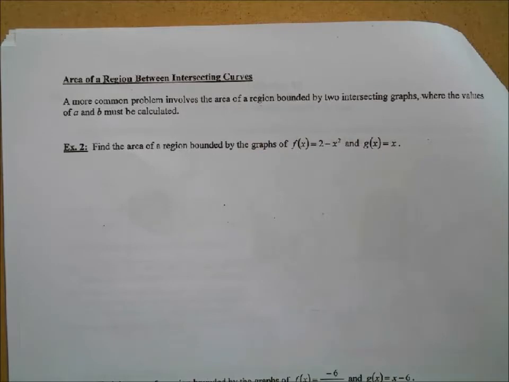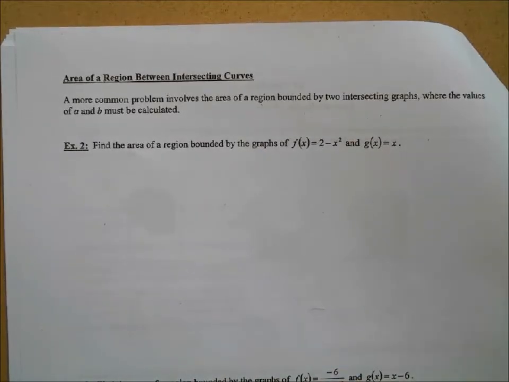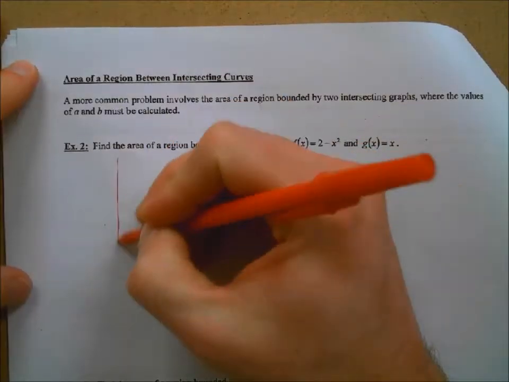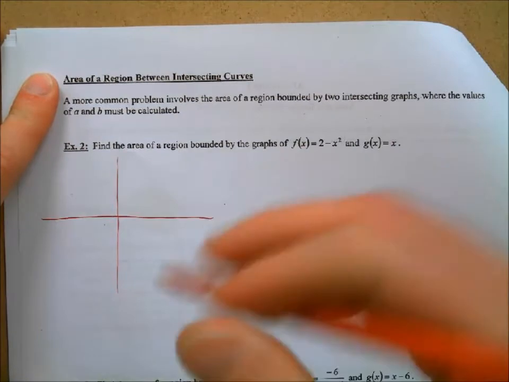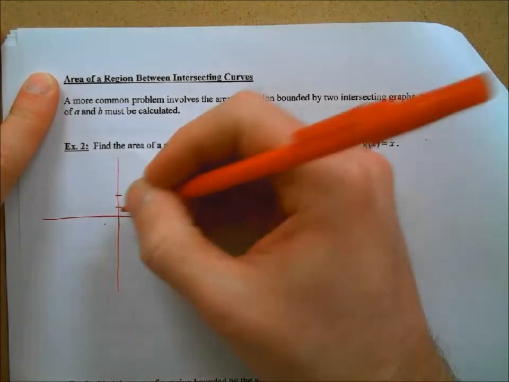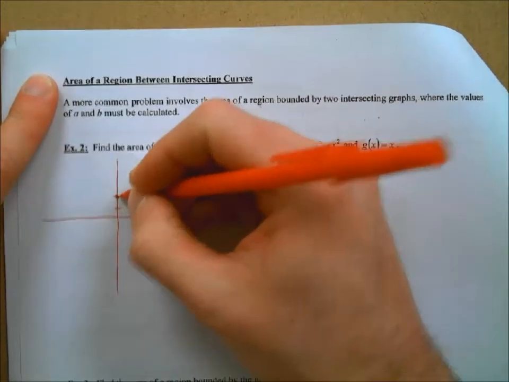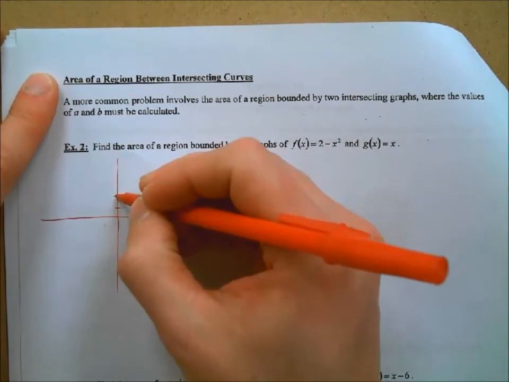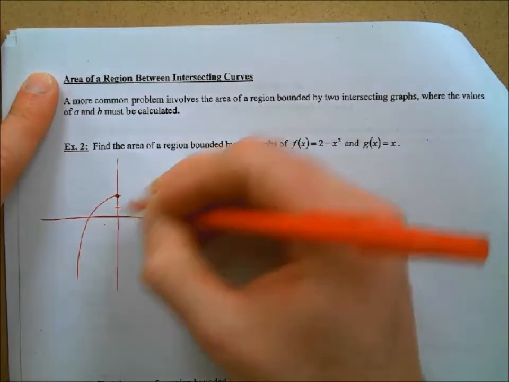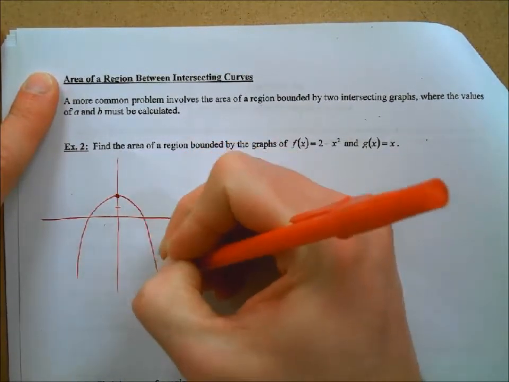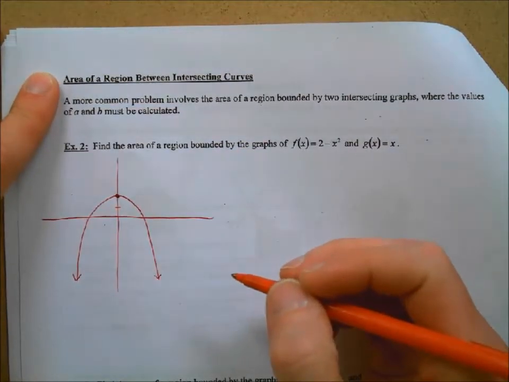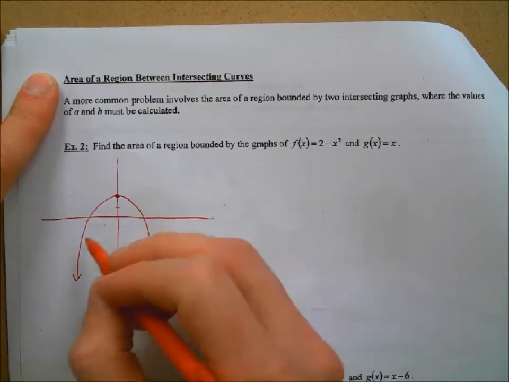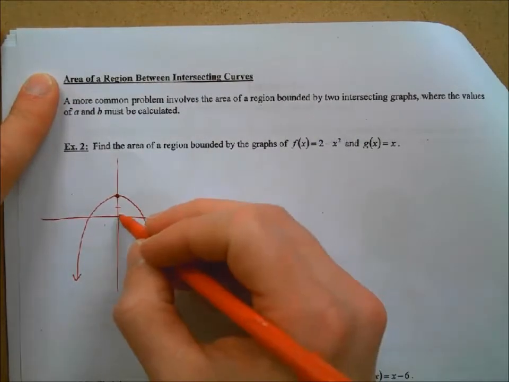So, again, we'll briefly sketch things here, just as a sketch of what our graph is going to look like. Where we have 2 minus x squared, we'll still have that vertical shift up of 2, but a negative x squared means it's going to look something like this. I'm not going to be as precise with this graph because we're going to be finding these algebraically as opposed to graphically. And then the line y equals x is going to look something like that.